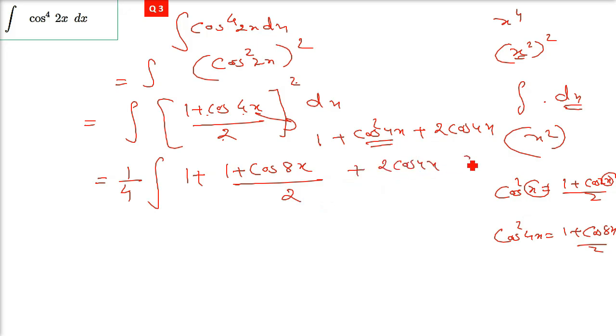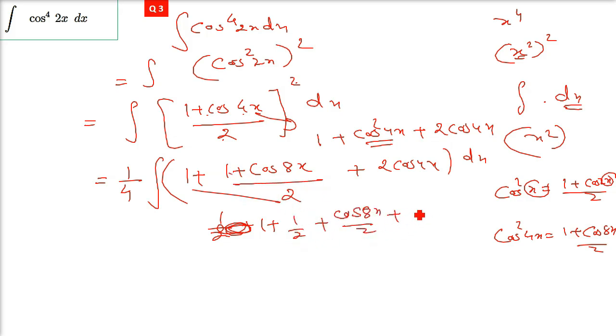So now we have certain terms. You can either rearrange them, combine the similar terms and then integrate, or you can just integrate right now. So let me combine this. See, 1 is already there. 1 plus cos 8x by 2 can be written as 1 by 2 plus cos 8x by 2. Here we have 2 cos 4x. 1 plus 1 by 2 is 3 by 2.